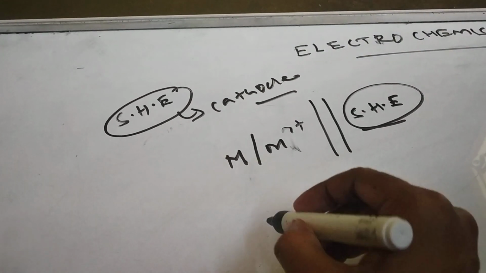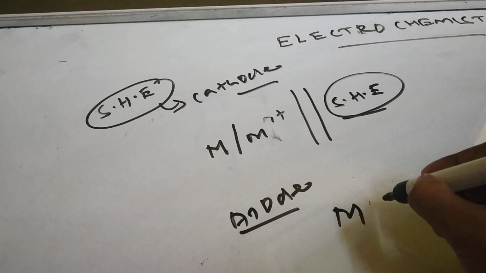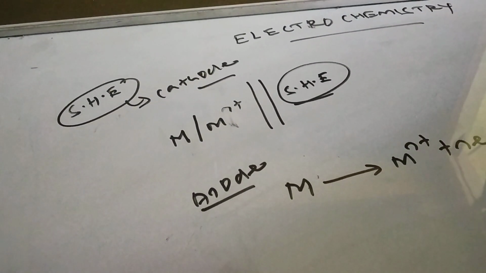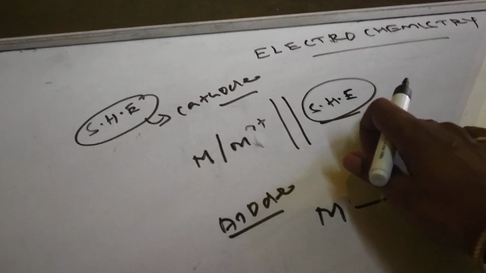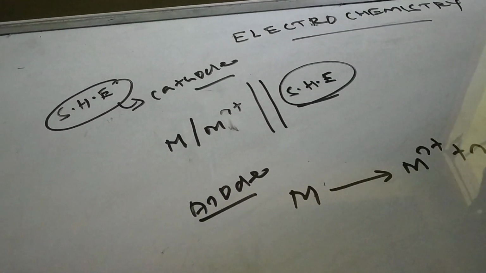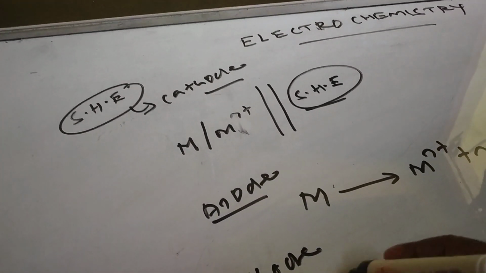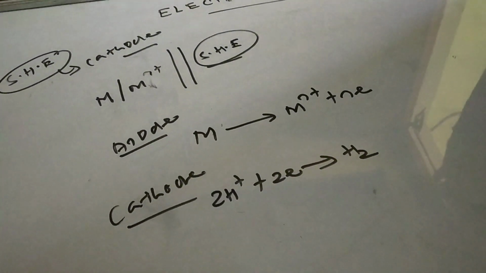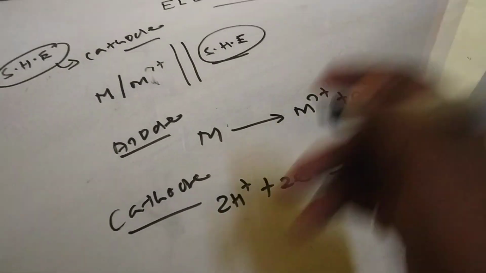Now if I want to write its equation for the anode, what will be its equation? Its equation will be M gives rise to Mn+ plus n electrons, because this is the oxidation part. And for the cathode, as its reduction potential value as well as the oxidation potential value is 0, it is not necessary to write its equation. If I am to write, the cathode reaction will be 2H+ plus 2 electrons is converted to H2, that is the hydrogen gas, and it is under the reference electrode SHE.